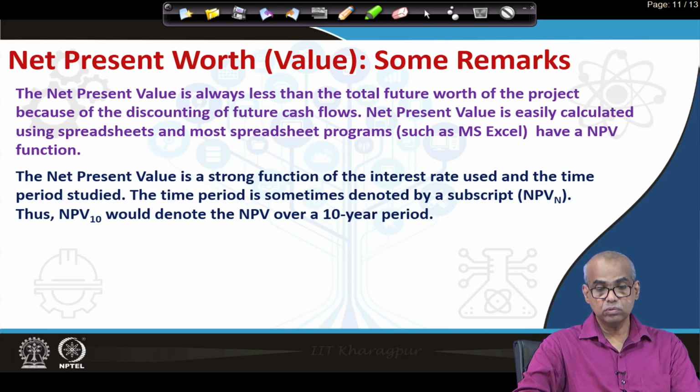The net present value is a strong function of the interest rate and the time period studied. The time period is sometimes denoted by a subscript. So, NPV subscript 10 would denote the NPV over a period of 10 years.